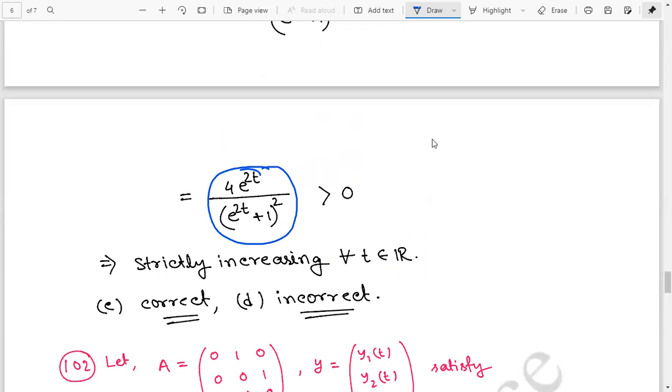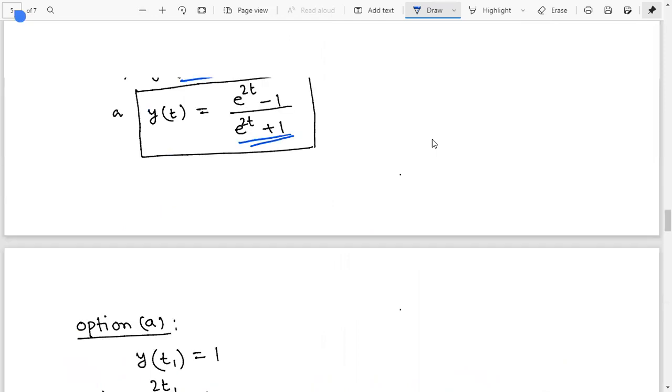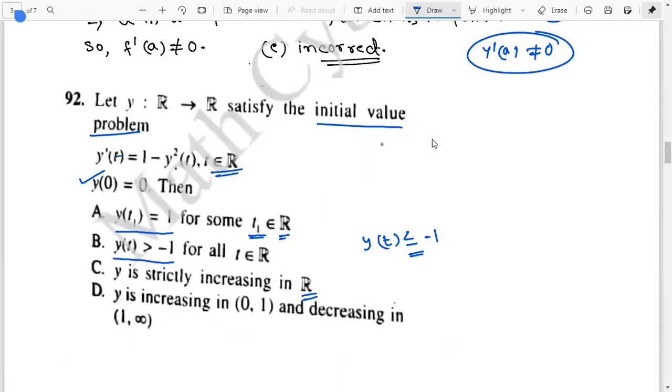The exponential function is positive, and the denominator is a square form, so obviously this will be positive. So y'(t) is greater than 0, and since this is greater than 0, y will be strictly increasing for all t belonging to R. So option C is saying about the strictly increasing property. Here you can check it, y is strictly increasing. So option C is correct.